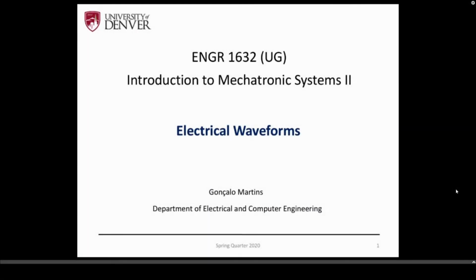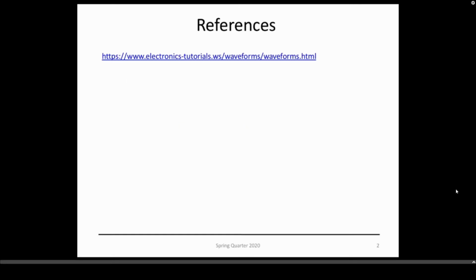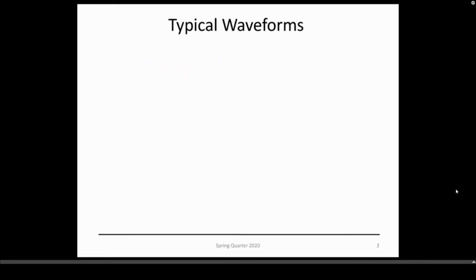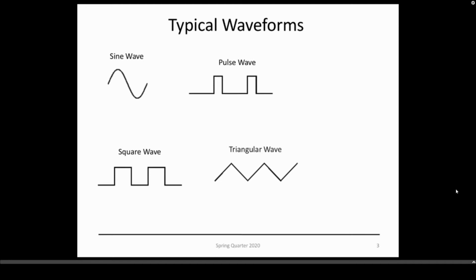Electrical waveforms. More information about these waveforms under electronic tutorials. This is the reference for this video. And we're going to cover typical waveforms that you're going to encounter in electrical signals. The most common one is a sine wave, square waves, pulse waves, triangle waves, and sawtooth or ramp waves.